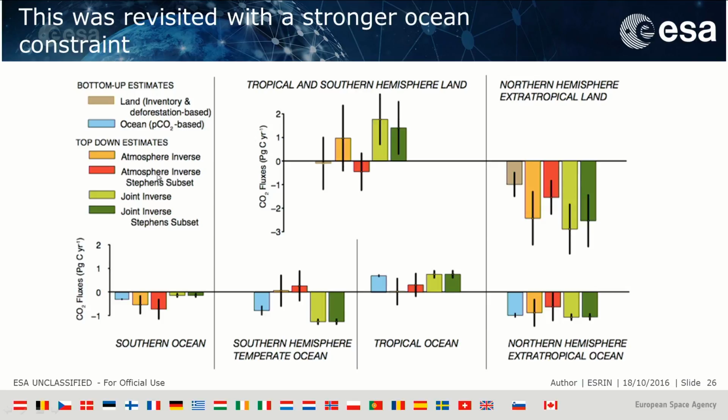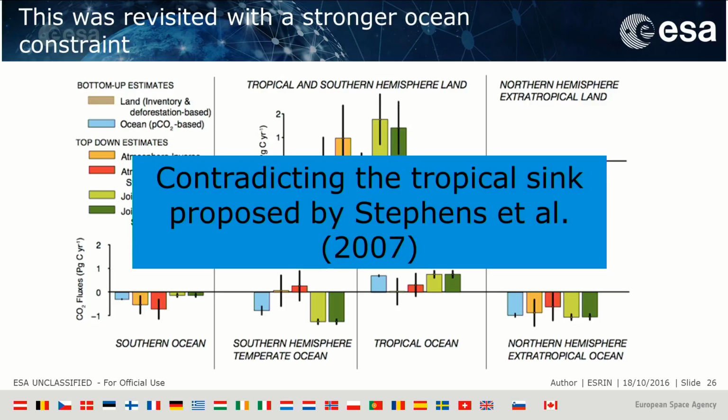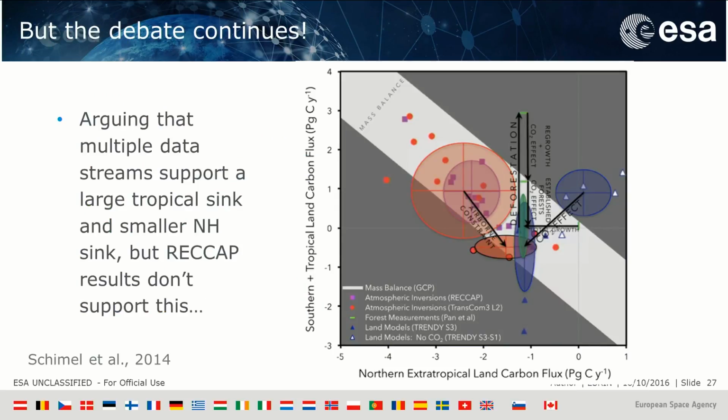And they split these into the Stevens subset. So this is the ones that Stevens said were compliant, and the ones that were based on just atmospheric inversion, and they made them both into joint inversions, and they said, look, when you take the ocean into account, everyone agrees. And when everyone agrees, then the northern hemisphere is actually a bigger sink. And so they were saying, no, the Stevens idea was wrong. So this contradicts the tropical sink proposed by Stevens, but this doesn't end.